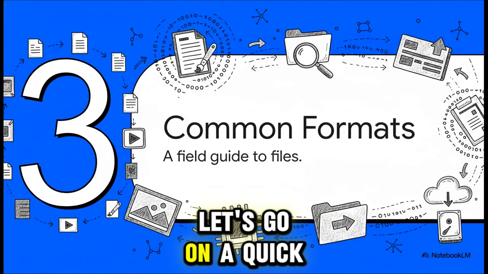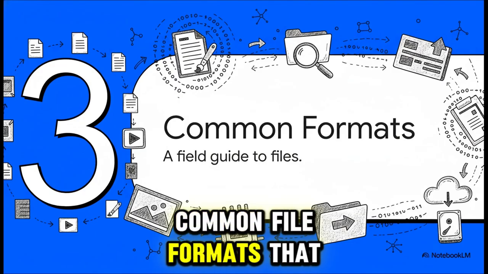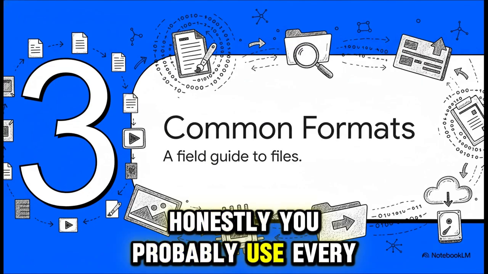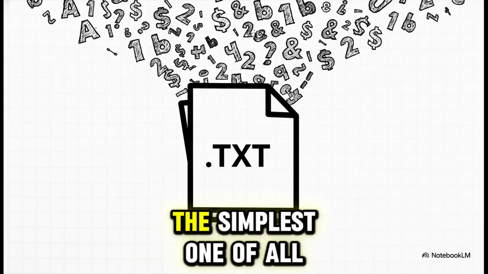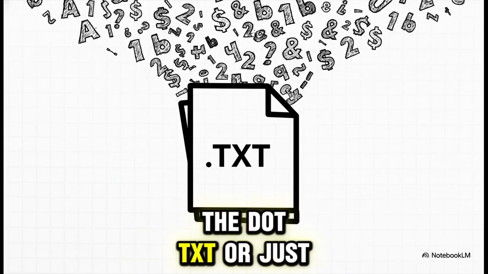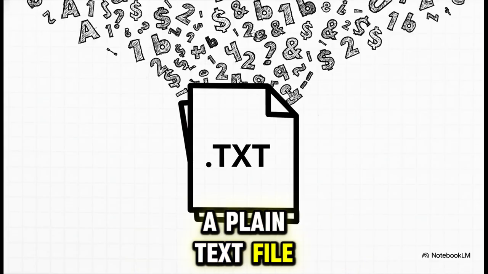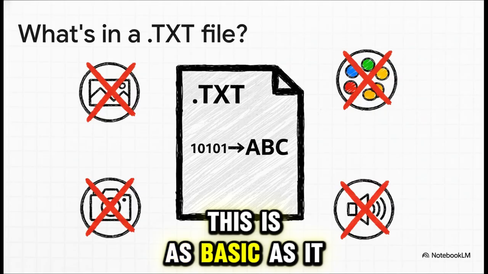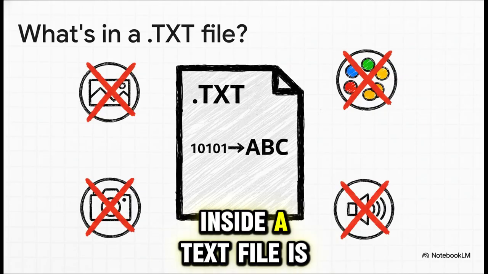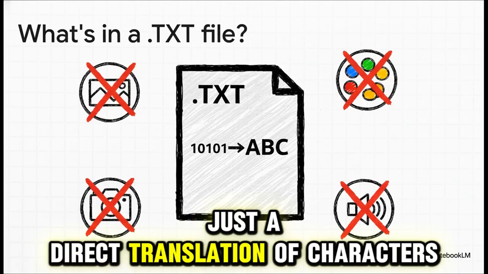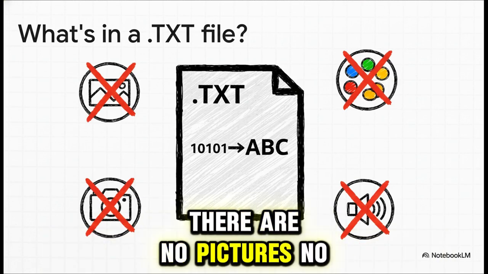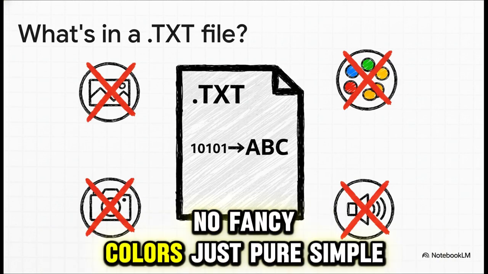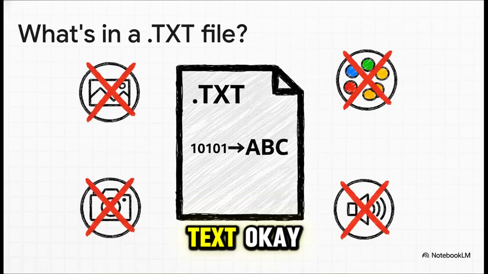All right, so now let's go on a quick little tour of the most common file formats that, honestly, you probably use every single day without even giving it a second thought. And we're going to start with the simplest one of all, the .txt, or just a plain text file. This is as basic as it gets, folks. The binary code inside a text file is just a direct translation of characters, letters, numbers, symbols. That's it. There are no pictures, no bold text, no fancy colors, just pure, simple text.